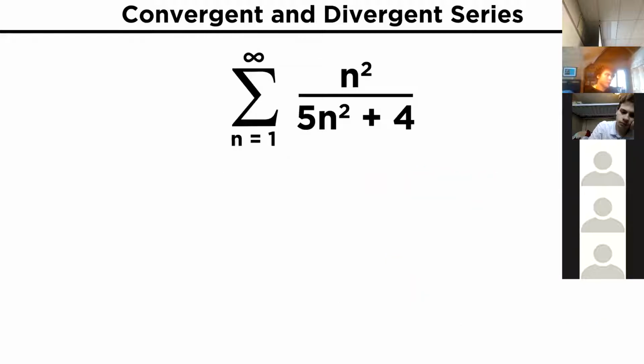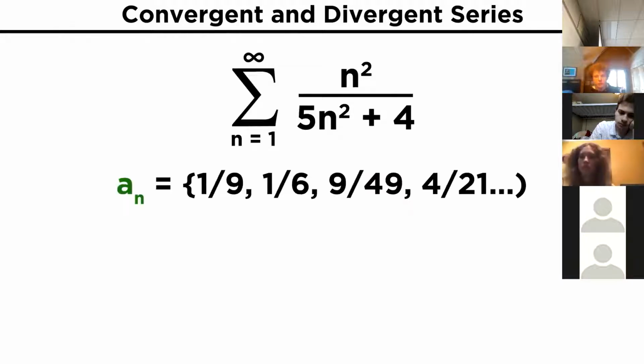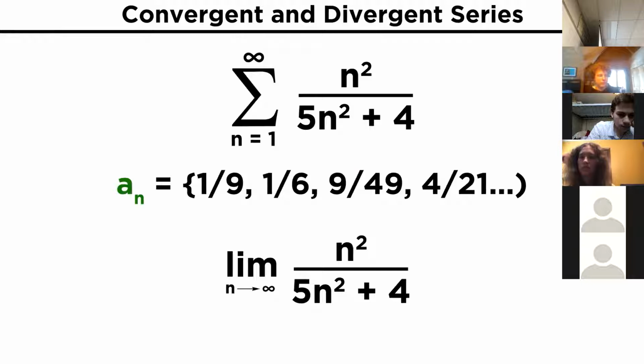Take something like the series n squared over the quantity 5n squared plus 4, from 1 to infinity. To assess the series, let's just look at the sequence of numbers we get from this expression without considering their sum. What is the limit of this sequence as n approaches infinity? Well, we need some algebraic manipulation first.